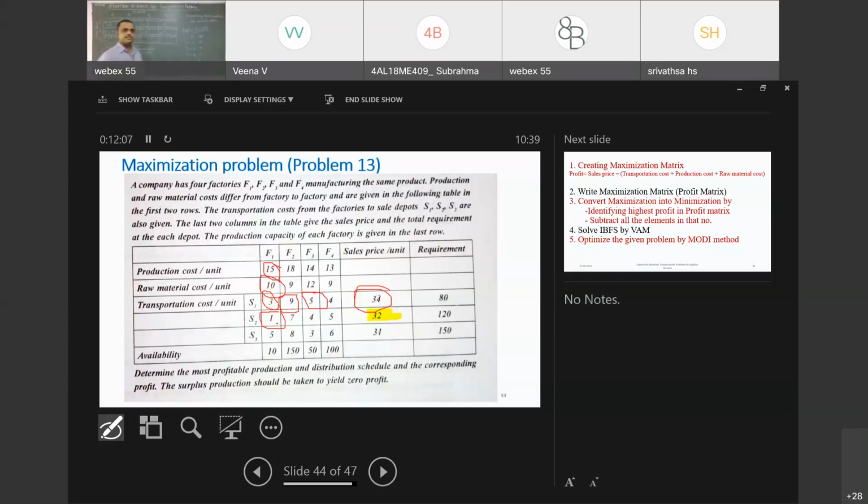Okay, any doubt in this? Any doubt? You can put it in the chat box.